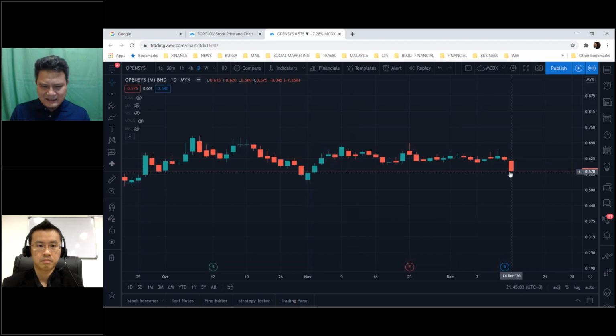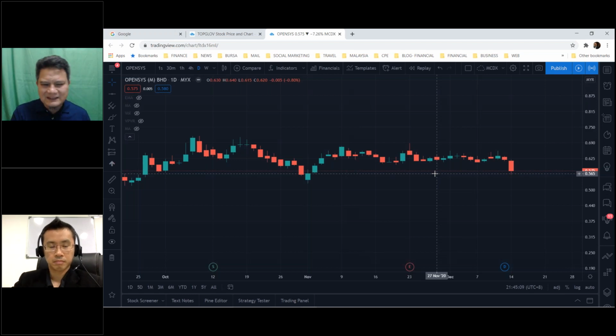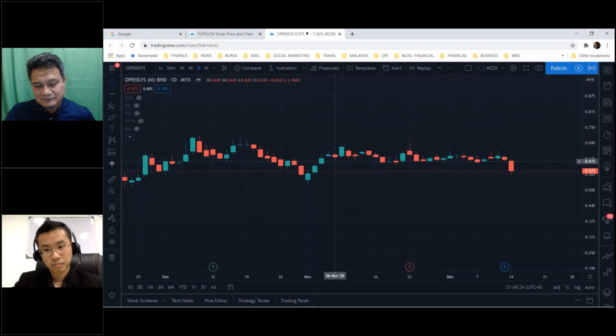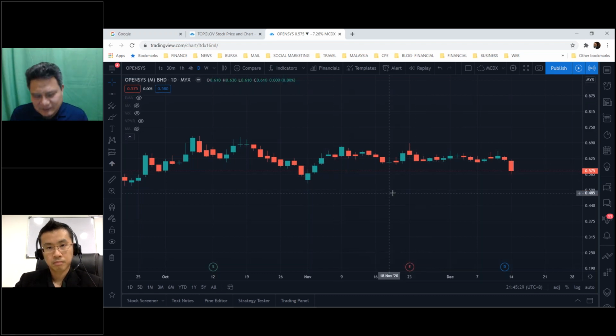For example, here there is an evening star, but it is in the sideways, so it carries no meaning. It is not a reversal, because when we talk about reversal, there must be a trend before it. Like this, for example, this is a shooting star, but there is no reversal here, so it carries no meaning.